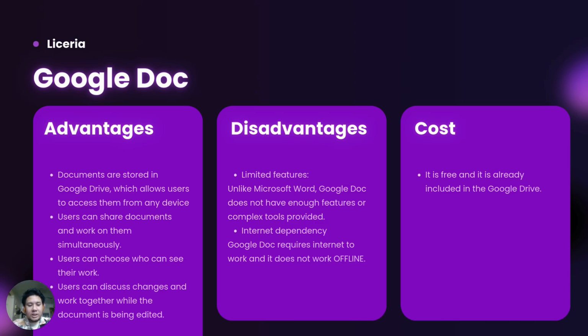Next, the users can actually share documents and work on them simultaneously. The collaborative features that I just mentioned, and users can actually choose who can see their work, right? So from here, you can see that users can create a privacy setting that allows certain people to check on their work. And for collaboration, the users can also discuss changes and work together while a document is being edited in real time.